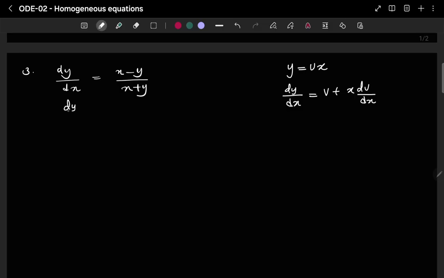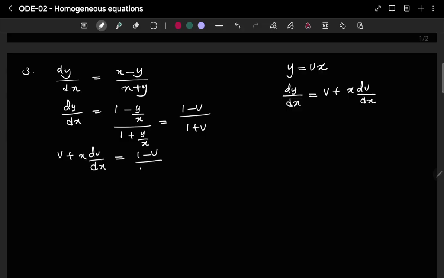So when we substitute, dividing the numerator and denominator by x, we get 1 minus y over x over 1 plus y over x. So substituting for y over x, 1 minus v divided by 1 plus v, and then substituting for dy by dx, v plus x dv by dx equals 1 minus v over 1 plus v. We got this by substituting, which is the major part in this homogeneous equation solving method.